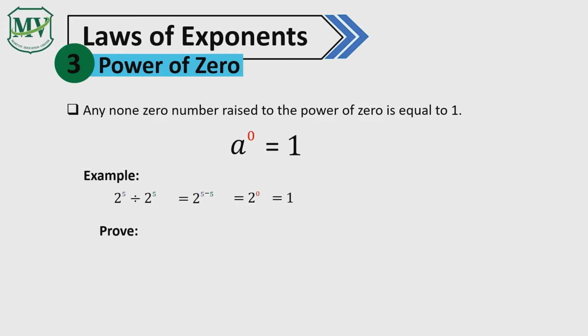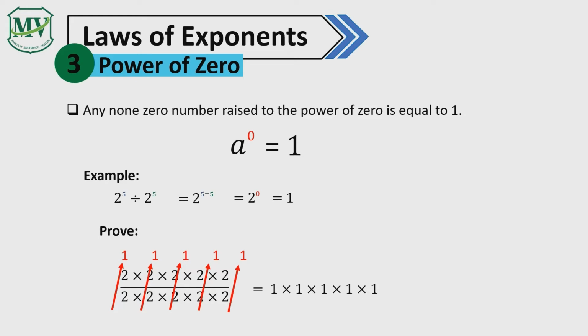Let's prove. We have 2 multiplied by itself 5 times over 2 also multiplied by itself 5 times. We cancel out the pairs, then it will be equal to 1 multiplied by itself 5 times. No matter how many times you multiply 1 by itself, it will always be equal to 1.